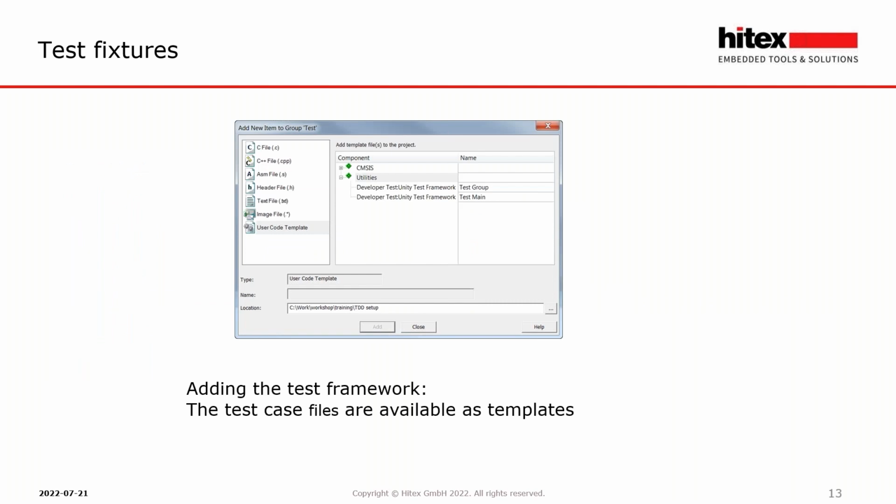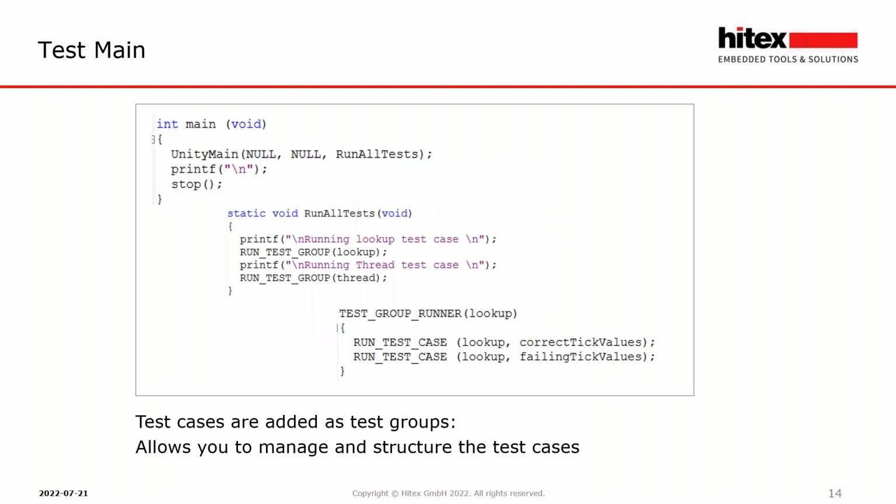Once we've added the framework, there are also a set of templates that we can add that provide a framework within which to develop our test cases. So here we've got a test main and then a test group runner, which we can expand with our individual test cases. So here at the top level, when we add the test main, we have a simple function call to call Unity main and tell it to run all of our tests.